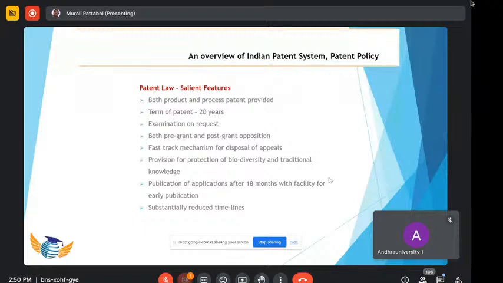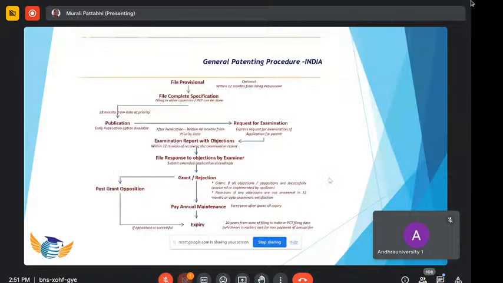Normally when we file for a patent application, it gets published within 18 months, though we don't pay extra fees for publication. By default it gets published. And if you want it to be published because of some strategy based on your requirement, there is even a provision for early publication. And because of many amendments to the law and the rules, now the timelines for grant have reduced significantly. And this is the general process for patent.